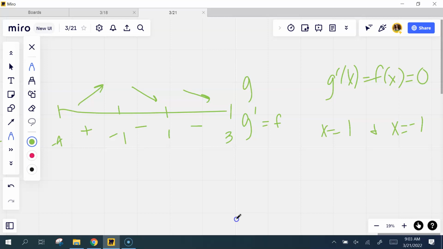G of x has a relative maximum at x equals -1 because the sign of G prime of x changes from positive to negative at this point.